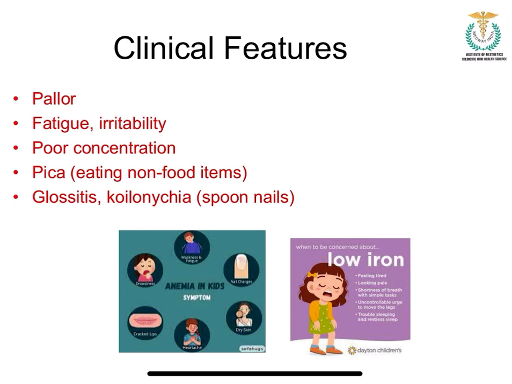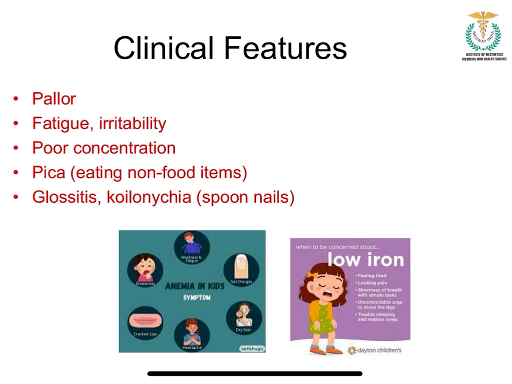Now, glossitis and koilonychia. What is glossitis? Glossitis is inflammation of the tongue. Glossa is your tongue, and itis is inflammation. So you will see it appears slightly inflamed, red. Not as significant as you see in vitamin B12 deficiency, but some amount of glossitis may be there. And koilonychia, that is the shape of the nails, they become depressed from the center. A crater gets formed, and you'll see koilonychia.